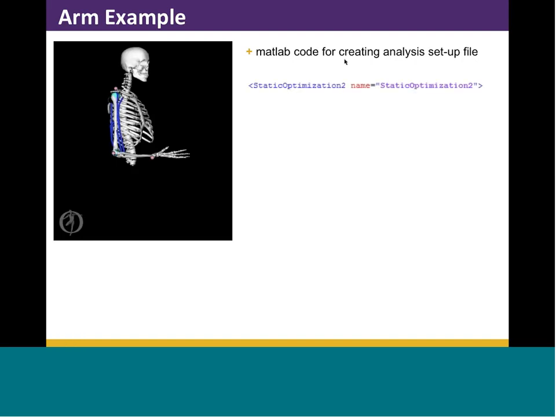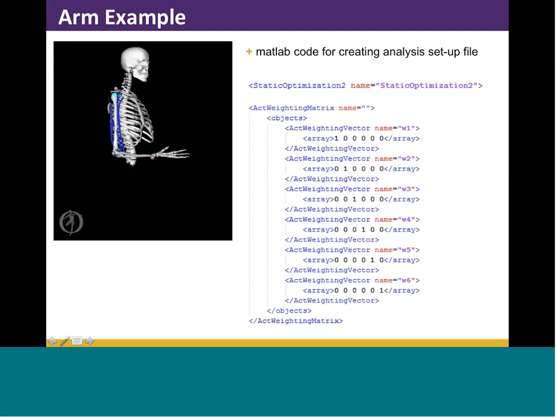But as I said before, this is pretty much identical to static optimization. And so if you open the XML of that setup file, you'll see that it's pretty much identical, except that under analyses, instead of seeing static optimization, you'll see that you need to put static optimization 2. I'm very creative in my naming. And one of the other differences that you'll see is that you do have to specify what we're calling the activation weighting matrix, or that W matrix that I was showing you earlier.